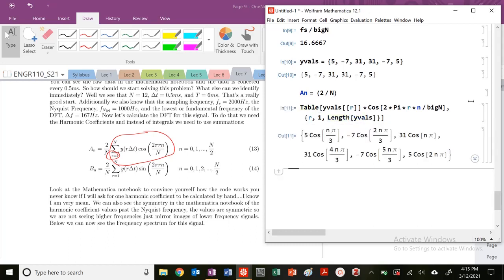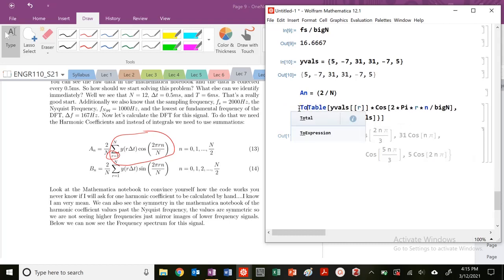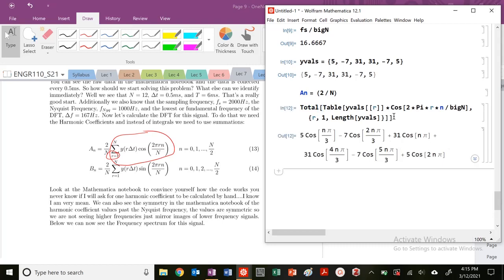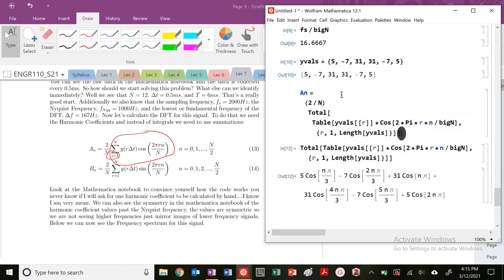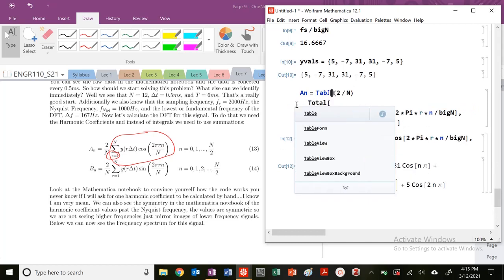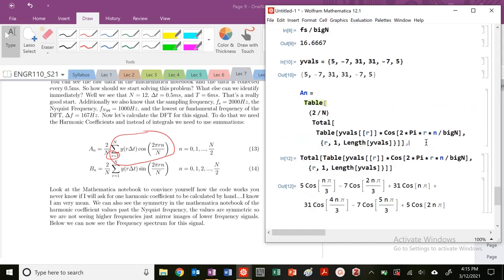There it is. Now you see in this expression, this is N. We need to do a total here, so we need to do the sum, adding all these values. There we go, we've got it. Now we're going to figure out this value. So I need to do another table function, now as a function of n, and n is going to go from 0 to big N divided by 2.